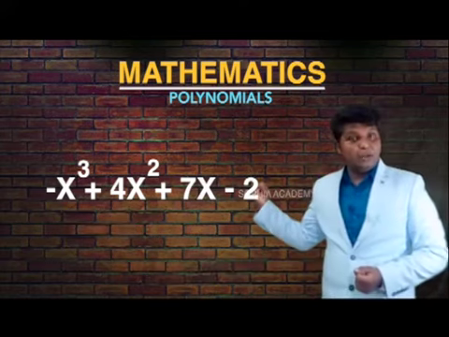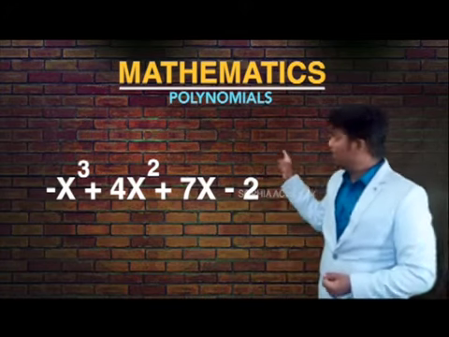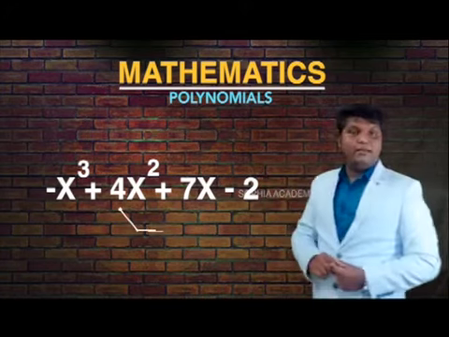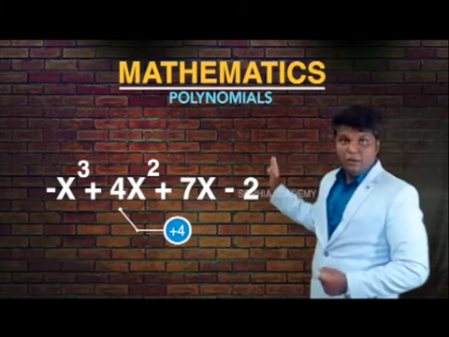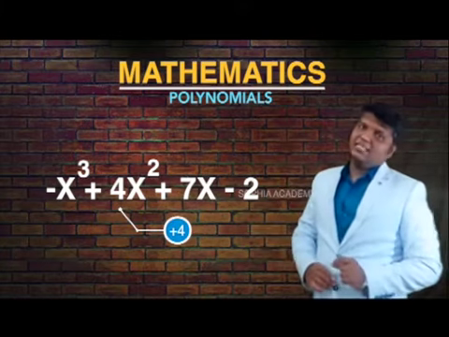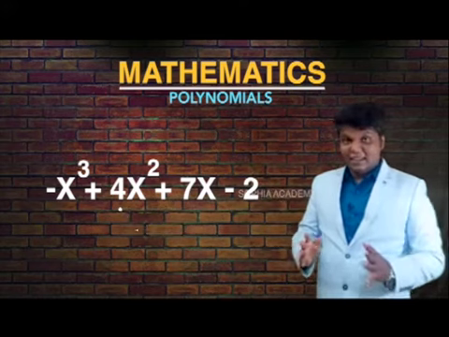Then what about x square here? What is the coefficient of x square? Just fix your eyes on x square, the term x square. So in front of x square you can see there is plus 4. So we can say this 4 is the coefficient of x square. Is that clear? So like this.